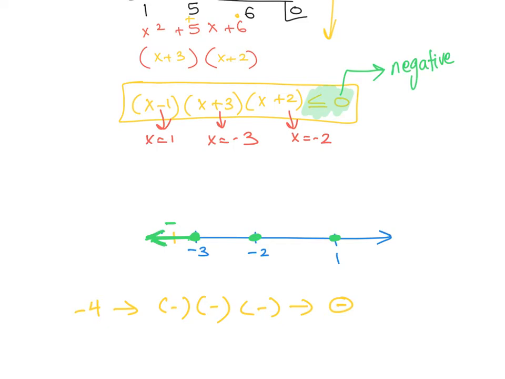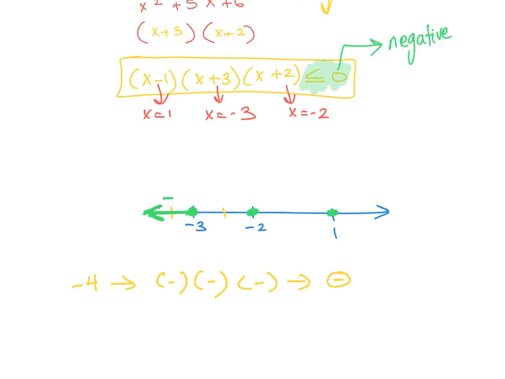Now the second part I'm going to test is between negative 3 and negative 2. So let's pick a number that's between negative 3 and negative 2. Again, if it gives me something negative, that means I will take that part of the number line as well. If it gives me something positive, which is not what I want, then I will skip over that part of the number line and move on to the third part and then the fourth part that I need to test.